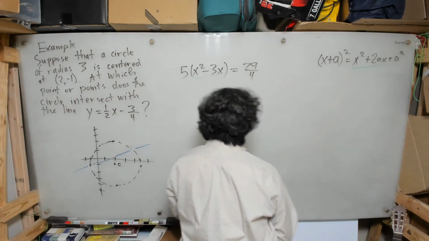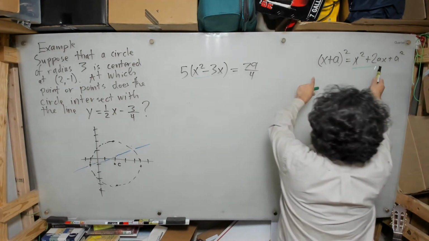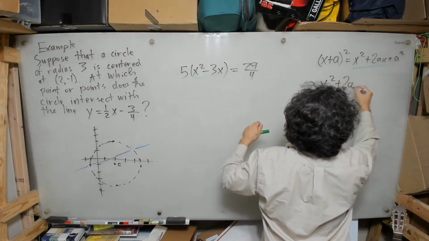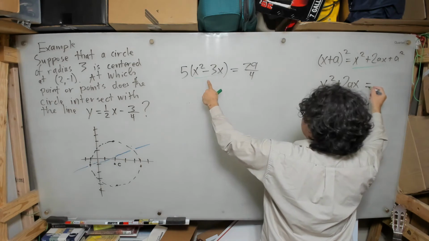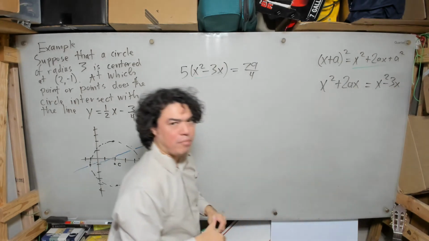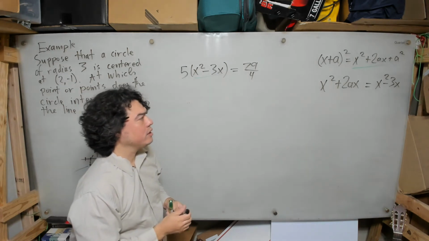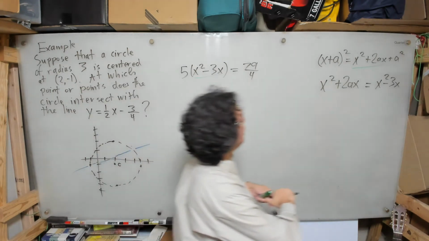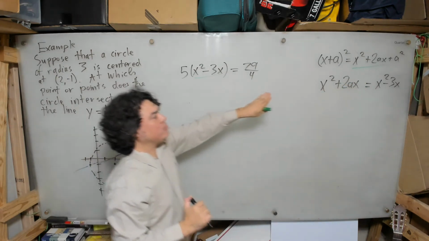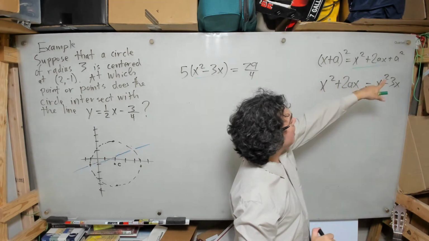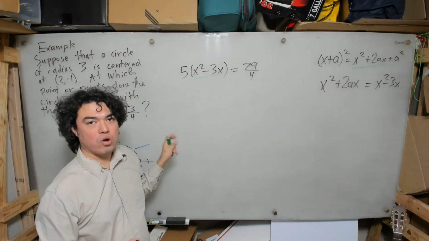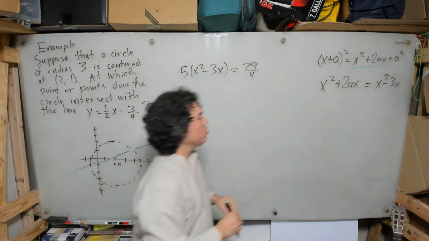And so again, what I want to do is find a number a such that the x squared plus 2ax matches x squared minus 3x. Let me re-emphasize why we're doing this. What we basically want to do is replace the x squared minus 3x with an expression of (x plus a) squared minus a squared. Because if I'm able to do that, then I'll be able to solve the quadratic by square rooting. Okay? So let's do that.